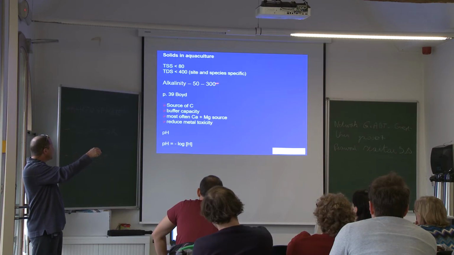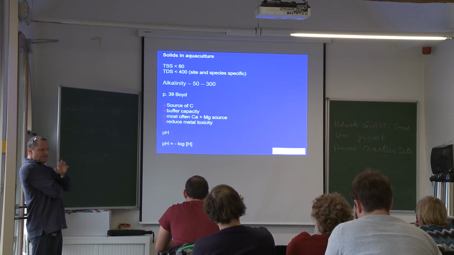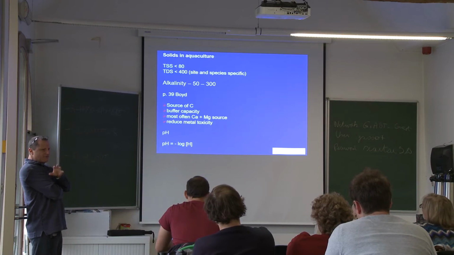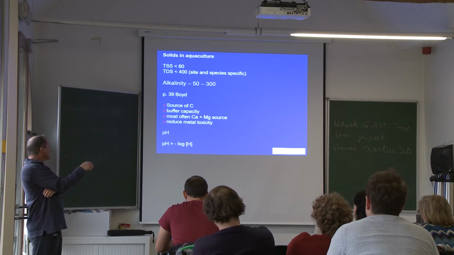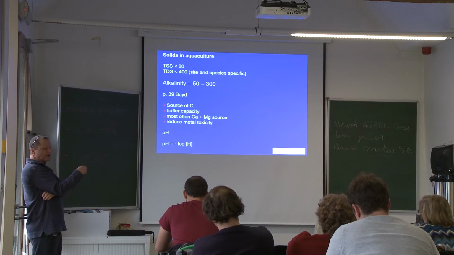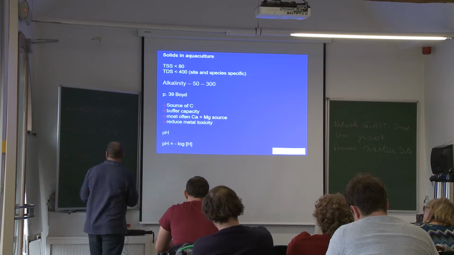And alkalinity anywhere between 50 to 300, and there are quite a few studies that show that alkalinity below that affects fish performance badly, okay? And for certain reasons. First, because alkalinity is a source of carbon, because often it's coming, as we said, from calcium.